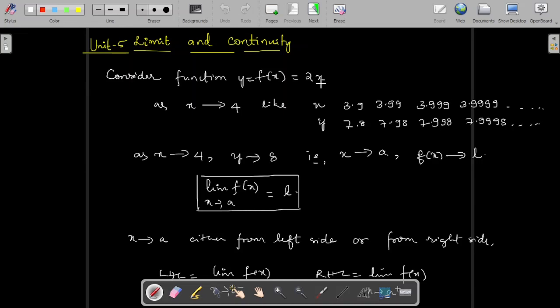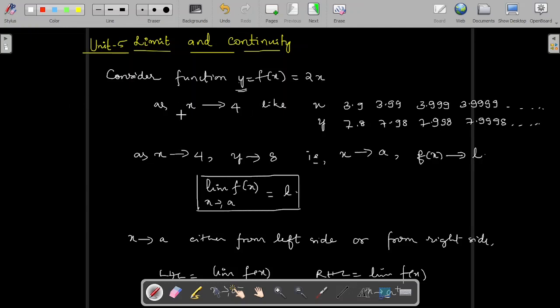Now in this function, x is the independent variable and y is the dependent variable. That means whenever you change the value of x, then there will be a corresponding change in the value of y. So we call y the dependent variable and x the independent variable.